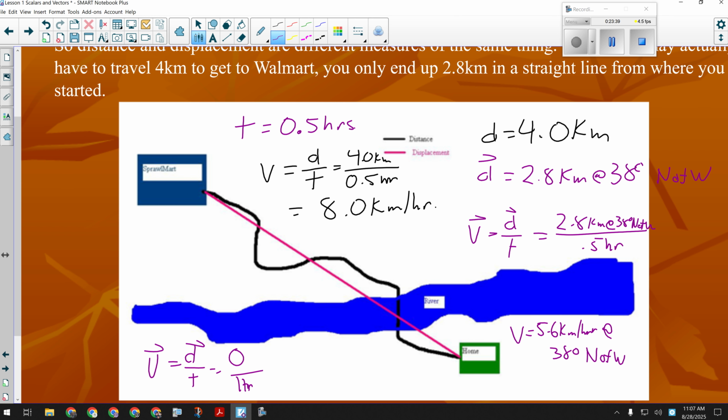Everyone follow me there? Sometimes scalar is good, sometimes vector is good. In this case, for an odometer on a car, we would want that to measure distance, not displacement.